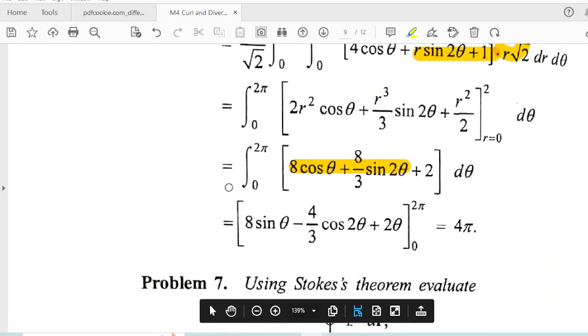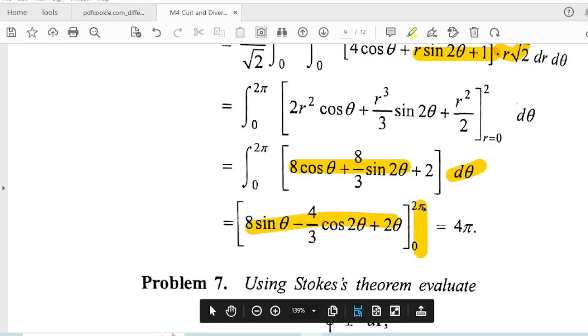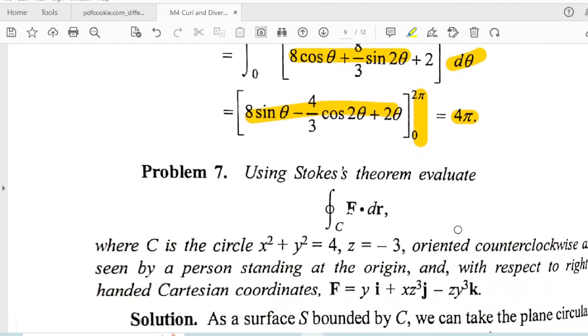Then we are going to integrate it one more time with respect to theta. So you get this expression, with the limit from 0 to 2 pi. Substituting upper limit minus lower limit, we get the answer 4 pi.